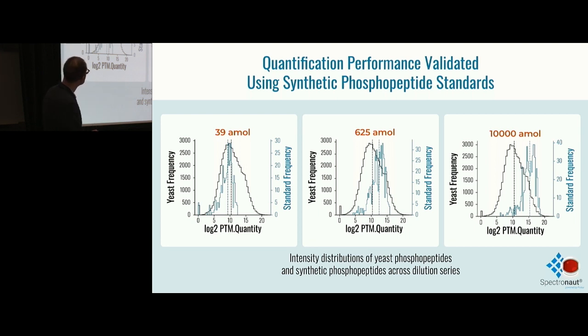So the yeast background is in black, and you can see for the high load, we're modeling the high abundant stuff, and at the lowest load, we're doing a good job modeling the low end of that distribution. So we felt like those numbers are a good range of what we would actually see in a real sample.